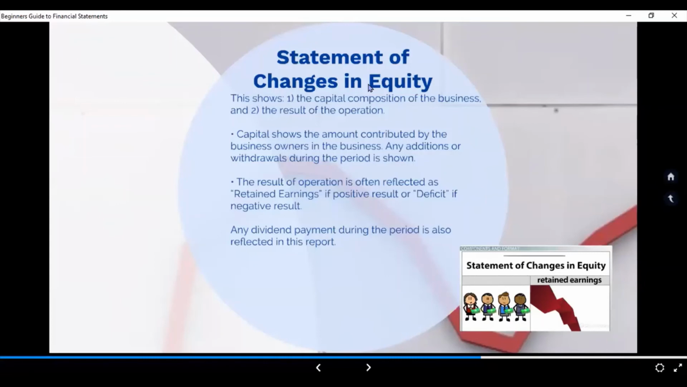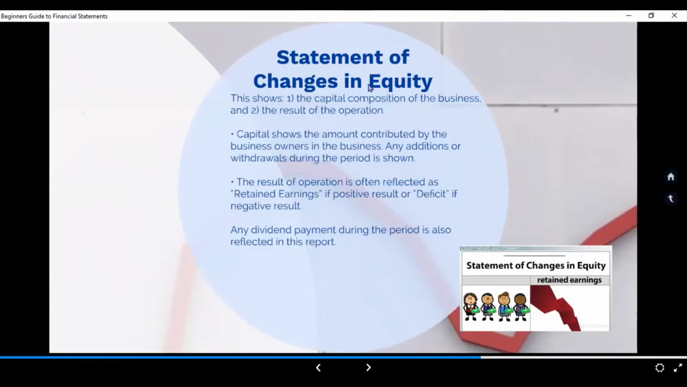Statement of the changes in equity. So dito naman sa statement of changes in equity is basically showing the capital composition of the business and of course the movement of that one. So ang makikita mo dito usually, the movement of the stockholders' equity. Okay, number one, yung capital stock mo. So, are there any additional investments coming in the company? Ano yung mga naging withdrawal ng mga stockholders natin? And of course, the changes in your retained earnings.